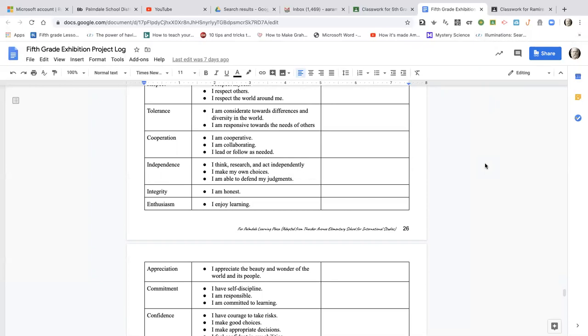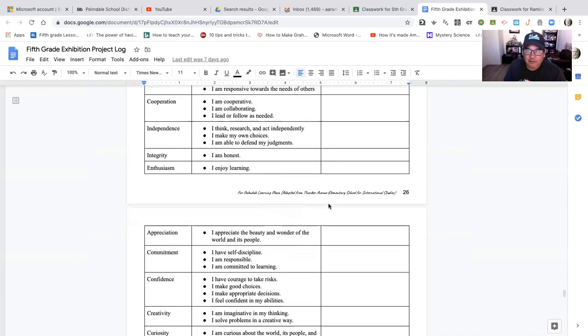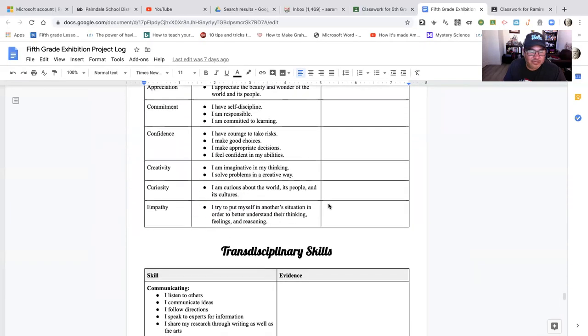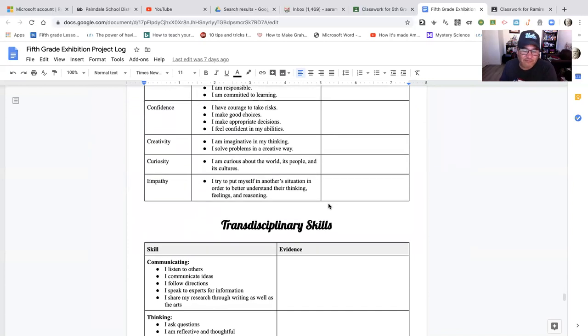Think about that. Did you do that? Did you enjoy learning? When did you enjoy learning? How did you show that? Okay, appreciation, confidence, creativity, all of these, you just need to think about and find evidence.